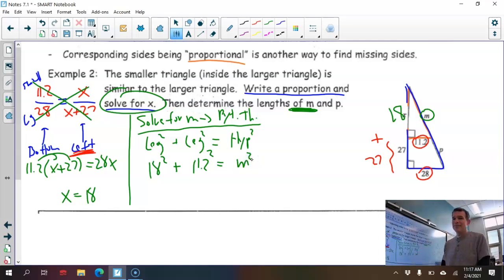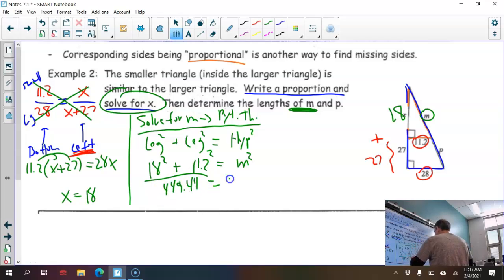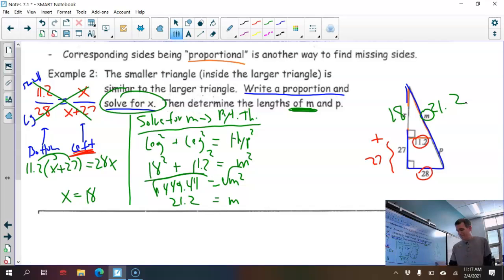I wanted to review the Pythagorean theorem with you because it will come in handy sometimes when we're dealing with right triangles. So I would go ahead and square these and add them together, and I would get 449.44 equals m squared. And then I would take the square root of both sides, and the square root would be 21.2. And I now have that this is 21.2. All right, I just wanted to remind you of the Pythagorean theorem. I am not going to solve for p for the sake of time.